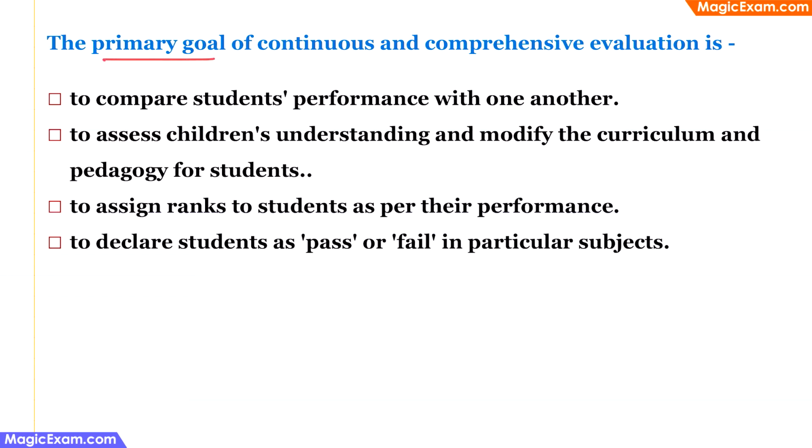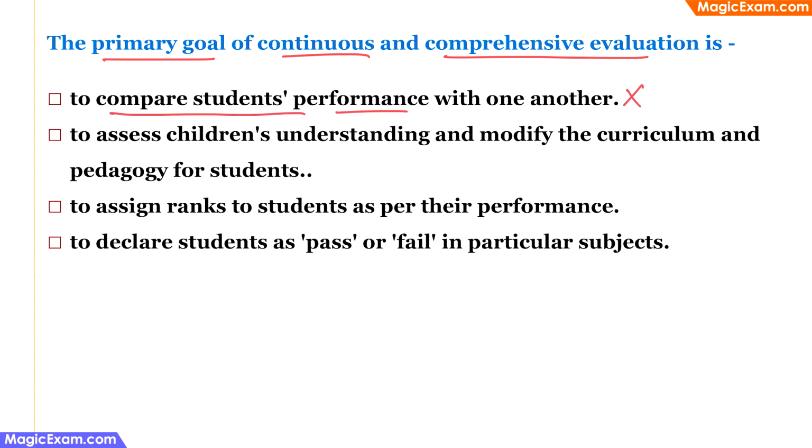The primary goal of continuous and comprehensive evaluation is which of the following? Now, to answer this question, first we have to understand what is the primary goal of teaching. The primary goal of teaching is to ensure that the children are able to understand and grasp what is being taught to them. Now, when you are trying to assess what the children are learning, is it to compare the students' performance?